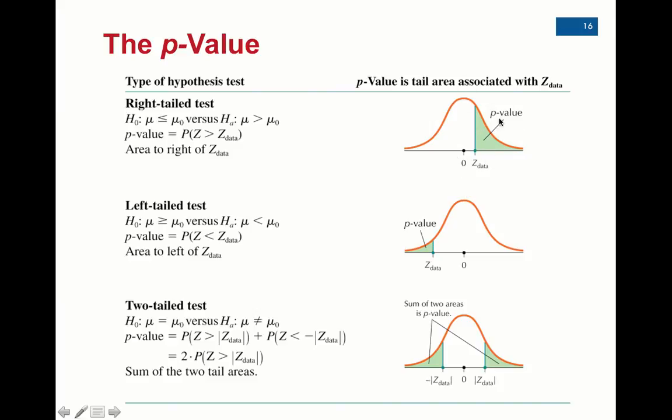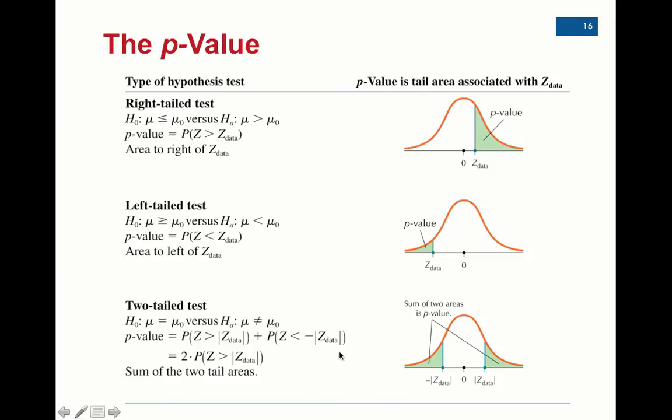So just showing here that if we have a right-tailed test, we go from z-data to E99. If we have a left-tailed test, we go from negative E99 to z-data. And if we have a two-tailed test, depending on what side z-data is on, we go from that side to E99 if it's on the right side, or from negative E99 to z-data, and then we take these two areas together.